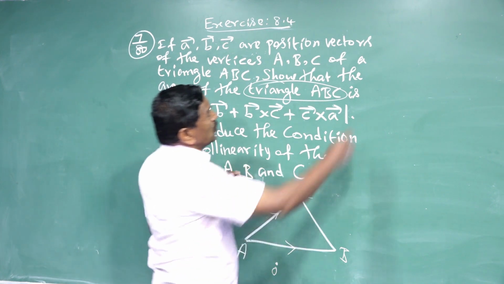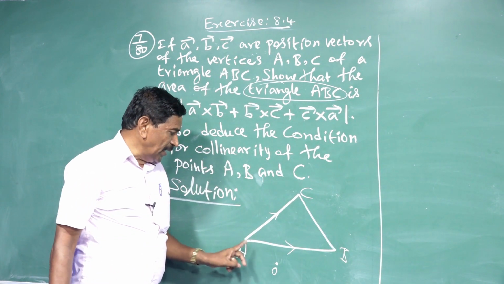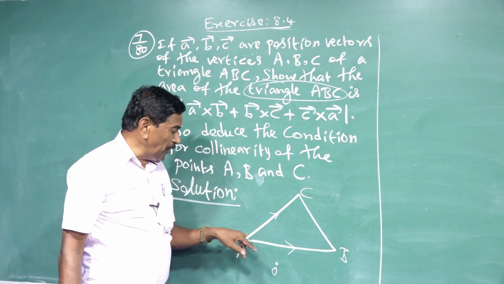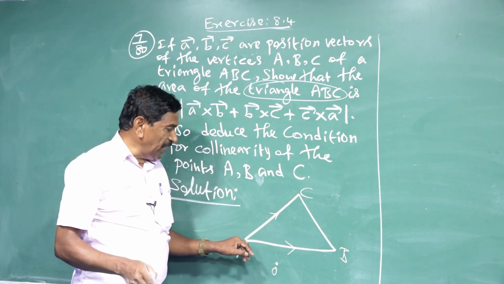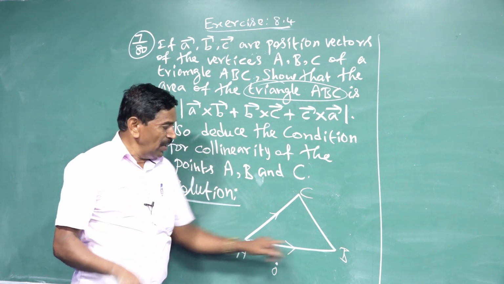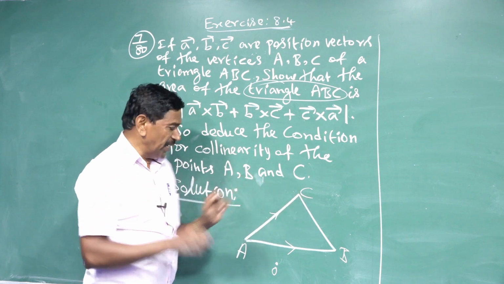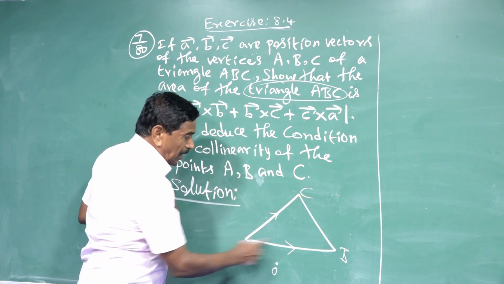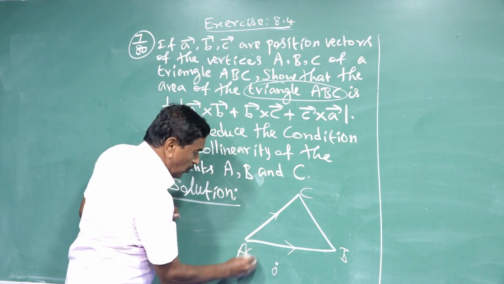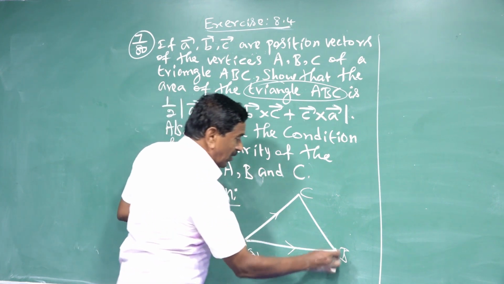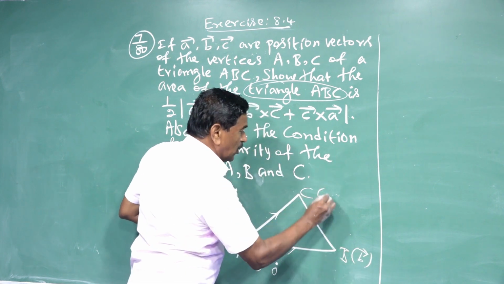Now the second part is very simple. Let the position vectors of the points A, B, C with respect to origin O be: OA vector equal to a vector, OB vector equal to b vector, and OC vector equal to c vector.